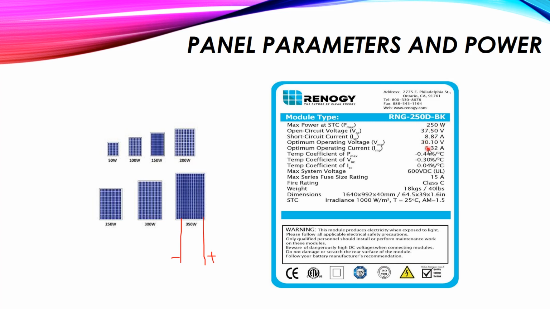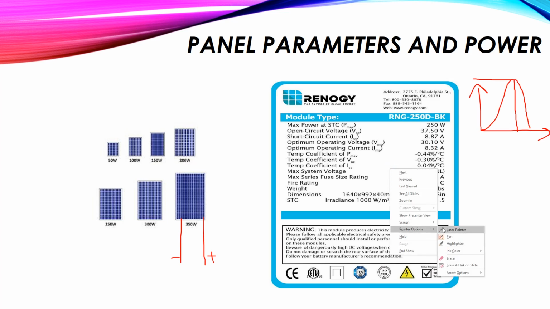So the 250 watt can be achieved if we have 30 volt and 8.32 ampere. If we draw the power curve like this, you will find the power of the panel like this. This can be achieved at a certain voltage and a certain current, and the value of the voltage and the current is 30 volt and 8.32 ampere.